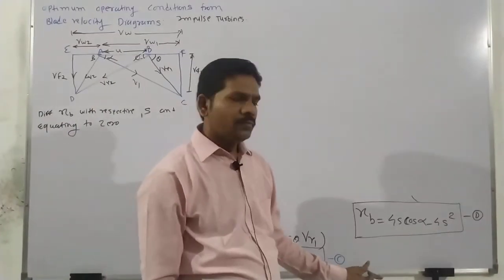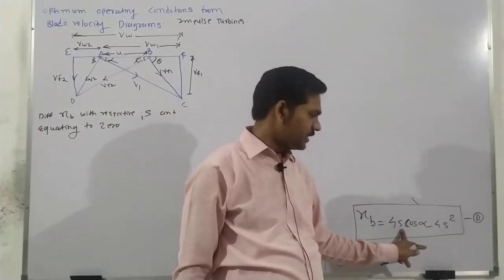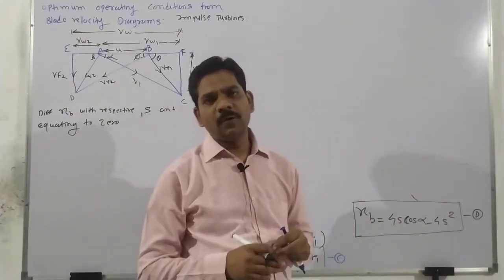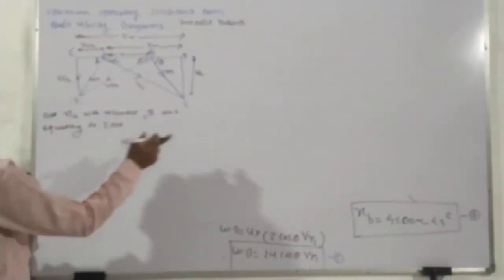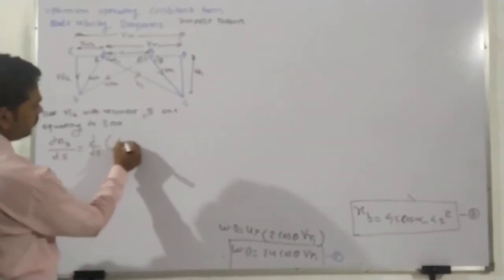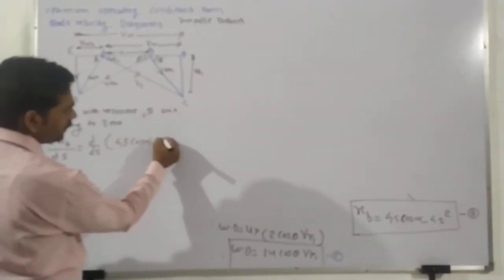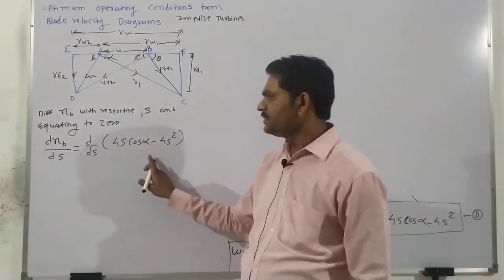and equate it to 0. It means we have to differentiate the blade efficiency equation with respect to the blade speed ratio and equate to 0 for optimum conditions. So what is the differentiation of equation D? dNB upon dS is equal to d by dS of 4S cos alpha minus 4S squared. Right? So we have this.